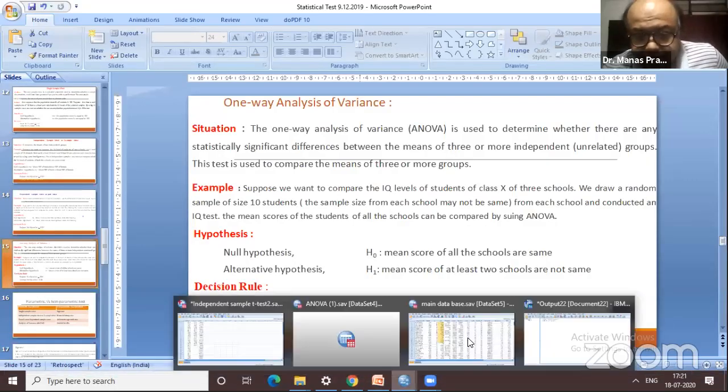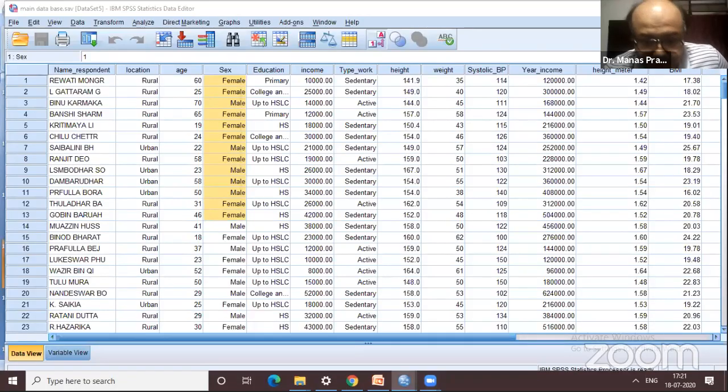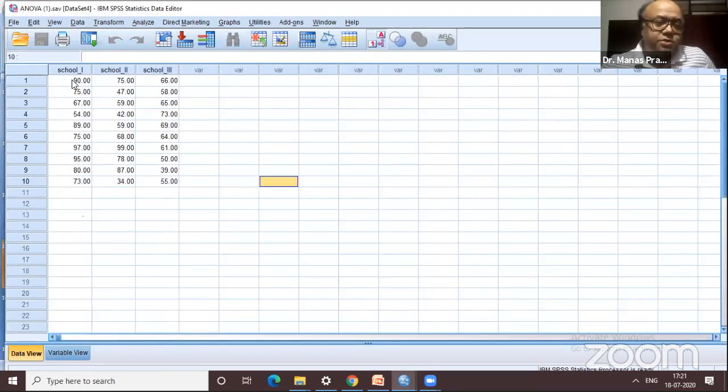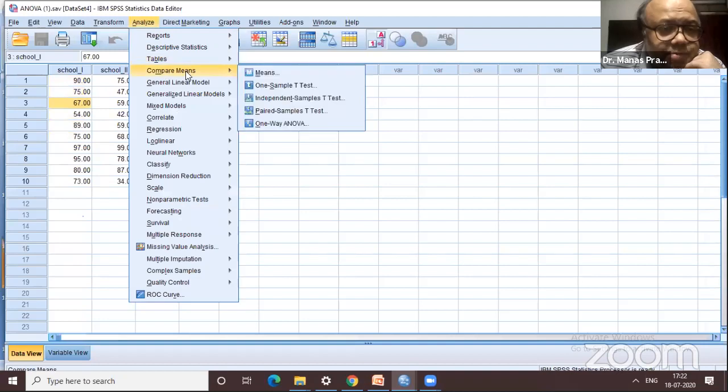For that, I have a separate data sheet, and I have three schools. This is the sample of the first school, 10 students. This is the sample of the second school, 10 students. This is the sample of the third school, 10 students. These are the marks of the first school: the first student of the first school, the second student of the first school, like this. I think you understand this. So go to Analyze, Compare Means, One-Way ANOVA.